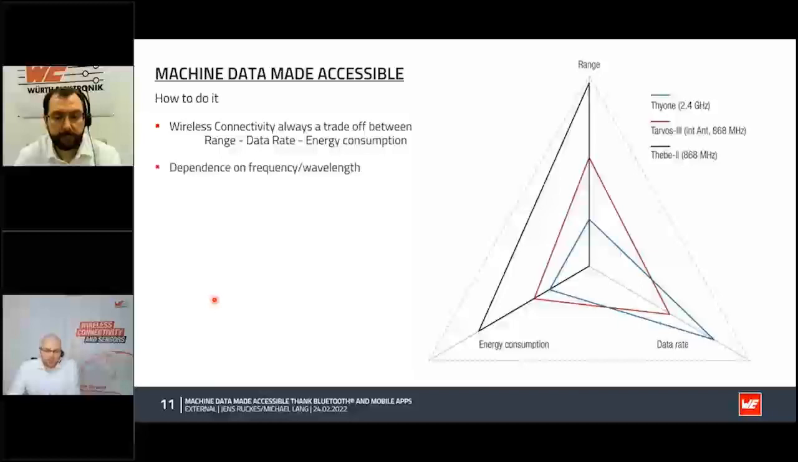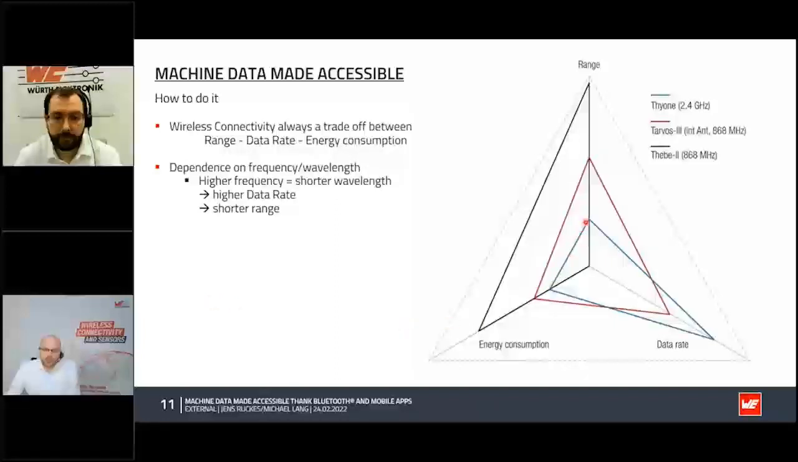There is always a dependency on the frequency or the wavelength. The higher the frequency is, which means the wavelength is shorter, you have a higher data rate, but also a shorter range. In the diagram, you see it in this blue triangle: a higher data rate, but a lower range. In this module, we have a 2.4 gigahertz RF module shown. Higher data rate, lower range because of the higher frequency used.